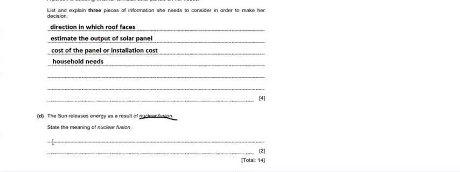So you can write down nuclear fusion as the formation of heavier nuclei by joining lighter nuclei. So it is nothing but the formation of heavier nuclei.